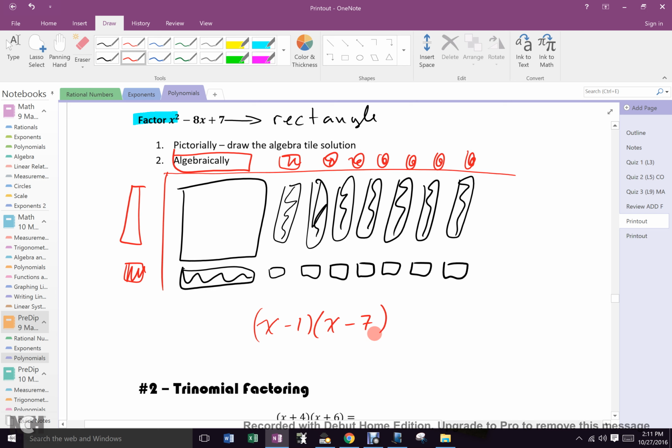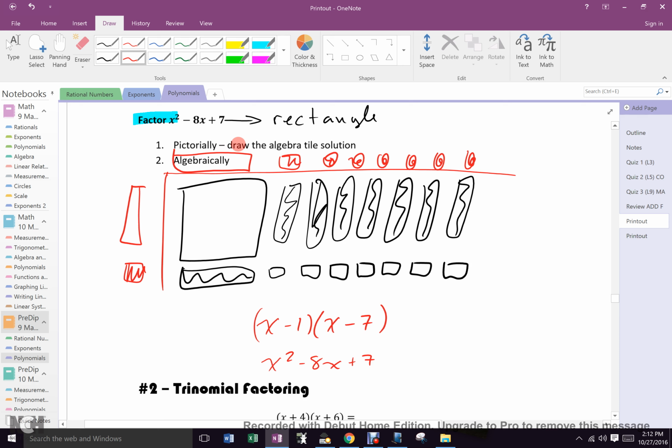Right? Now let's check. Are these 2 binomials? Yes. Is there a number in front? No. So can I do our shortcut? Yeah. X squared, what's negative 1 plus negative 7? Negative 8x. And negative 1 times negative 7? Positive 7. So did we do it right? Yeah. Excellent. So you guys all should be able to do this pictorially, right?